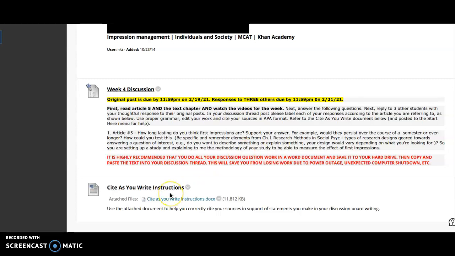I've also included the cite as you write instructions. Remember, you should be citing correctly as you're supporting your statements via the use of the readings and the chapter and the article. You want to cite properly in APA format. Okay, so we're doing author last names and dates. We're not doing direct quotes. Remember, we want to paraphrase and cite the author and the date. We don't want to be using direct quotes. It's kind of like a no-no in social science research writing. So just keep that in mind, okay? And if you have any questions about what that's supposed to look like, you can consult this reference document here.